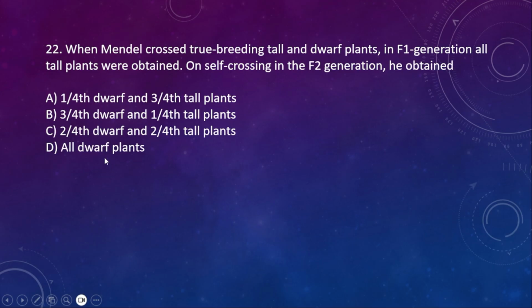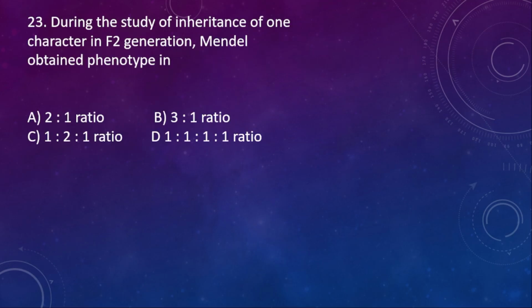Here the right option is option A. This experiment describes a monohybrid cross, a cross focusing on one trait, plant height. 23. During the study of inheritance of one character in the F2 generation, Mendel obtained a phenotype ratio. Already just now I said about the phenotype. Yes, here: 2:1, 3:1, 1:2:1, 1:1:1:1. So here the right option is B, 3:1 ratio.